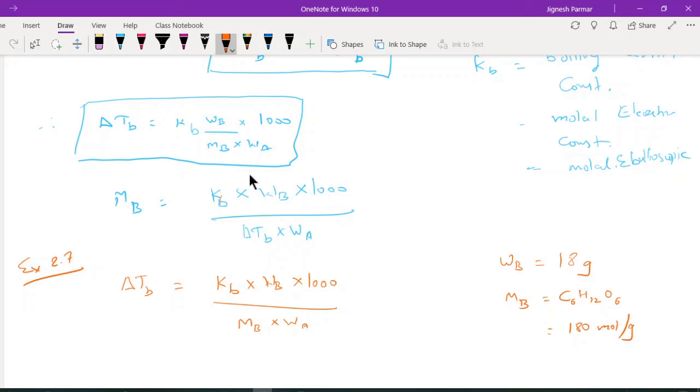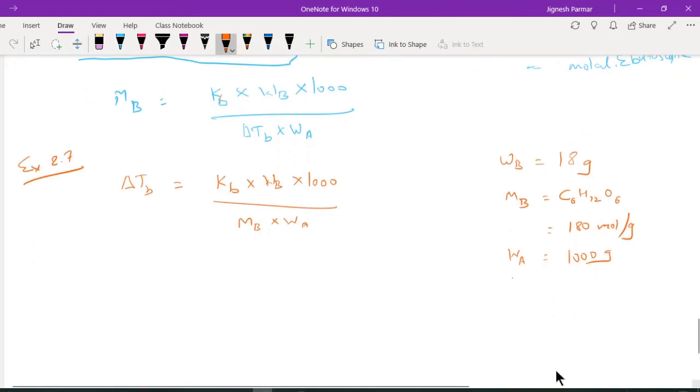Then what about the other thing? It is given 1 kilogram of water in the saucepan, and we are keeping 1000. 1000 grams, sorry, it's not kilogram. 1 kilogram is equal to 1000 grams, so I'm going to keep 1000 over here. And then KB, very nice question. KB, the molar elevation constant, is already given. It's 0.52 Kelvin kilogram per mole. This is the unit of KB. You can easily know that.